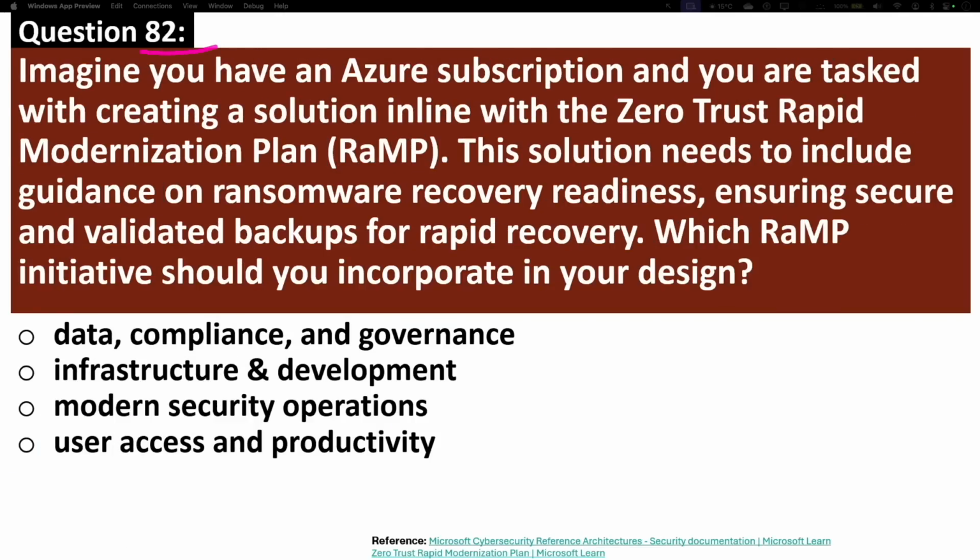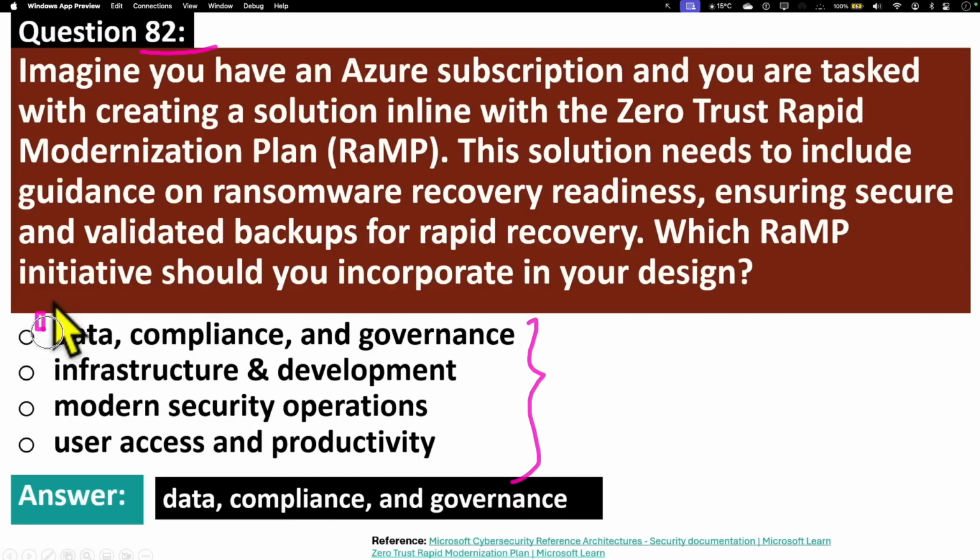Question 82. Imagine you have an Azure subscription and you are tasked with creating a solution in line with your zero trust RaMP. This solution needs to include guidance on ransomware recovery readiness, ensuring secure and validated backups for rapid recovery. Which RaMP initiative should you incorporate in your design? Let's look at the options available. The correct answer is data compliance and governance.